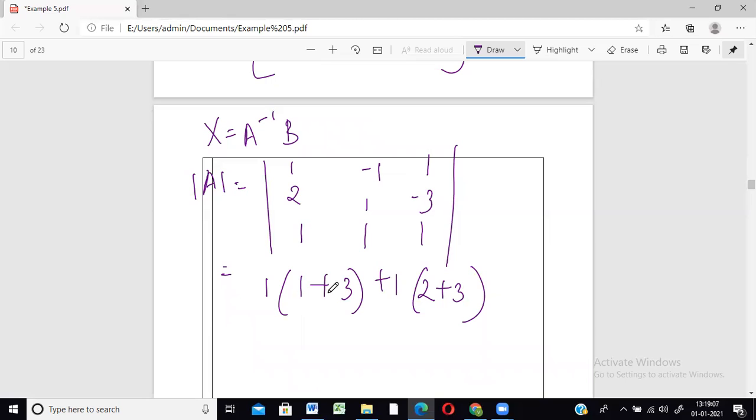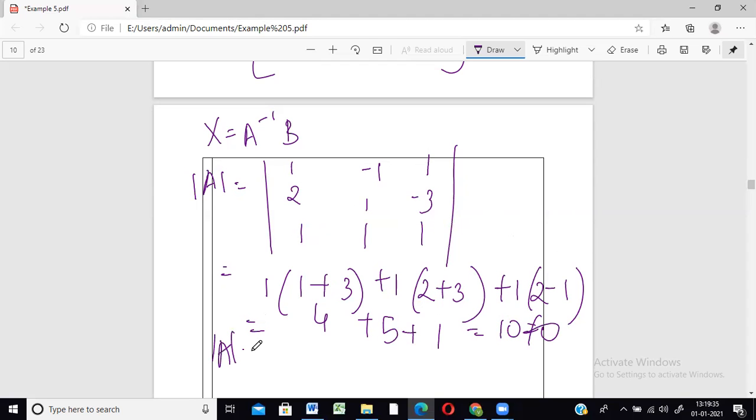If you're not okay doing it like this, quickly, you can always break that into steps like how I did it in the previous sum, 2 or 3 sums back. So you just check on that. Okay, so this row and this column get hidden. 2 1s are 2 minus 1, right? Okay, so what is the value of this determinant? 4 plus 5 plus 1, so that's equal to 9 plus 1, 10, which is not equal to 0. So since determinant A is not equal to 0, A inverse exists.